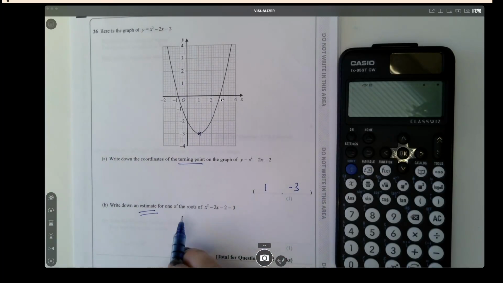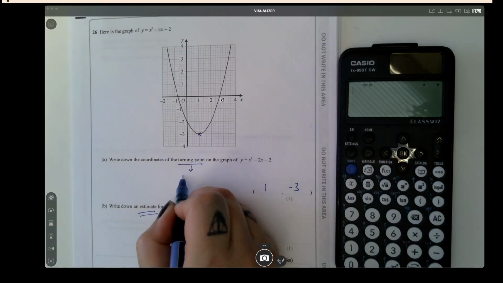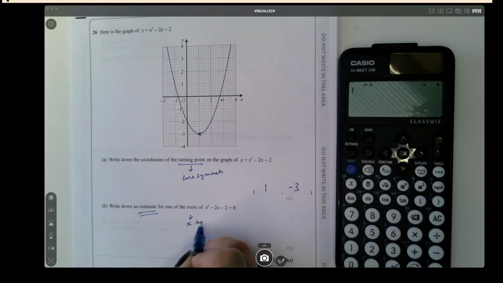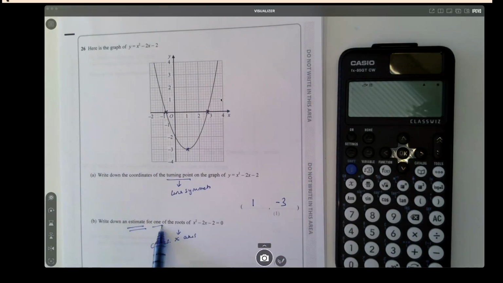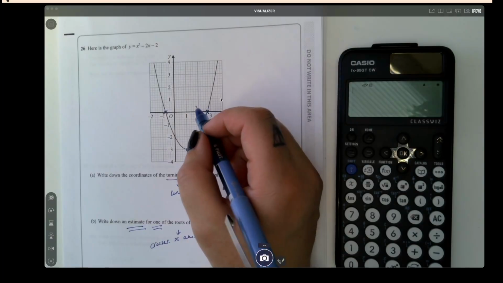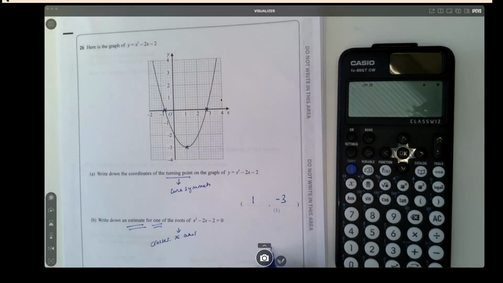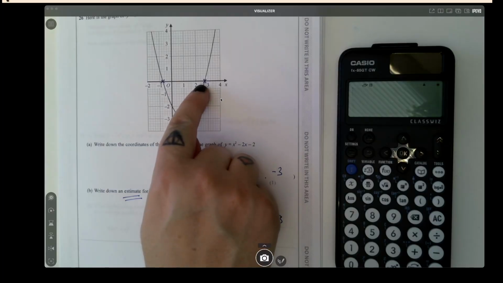Write down an estimate for one of the roots of this quadratic, x squared, subtract 2x, subtract 2. So the turning point is the line of symmetry. The roots are on the x-axis, so where it crosses the x-axis. So here and here. So estimate for one of the roots. So we're just going to read off where we think it roughly is. So this one is roughly 2.8 there as an estimate. And it's an estimate because we haven't got an exact scale in there.